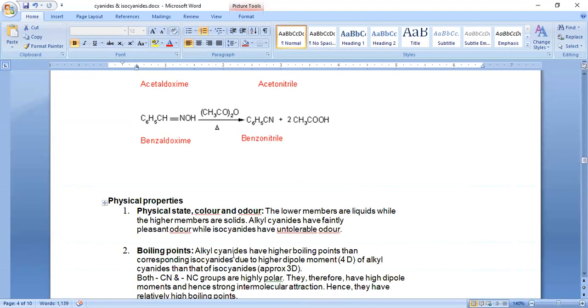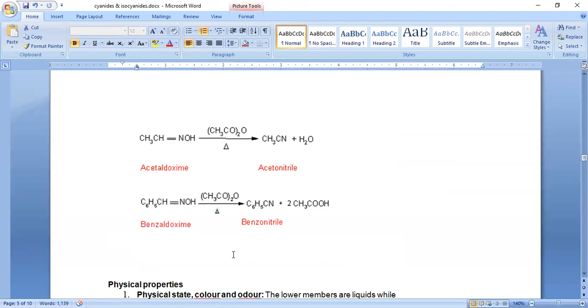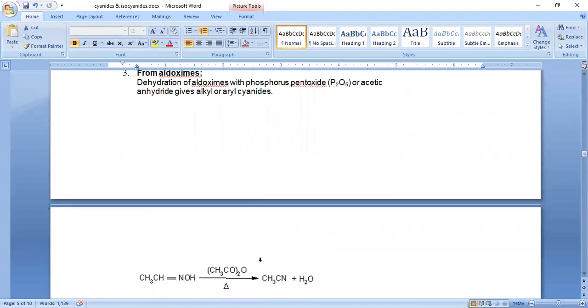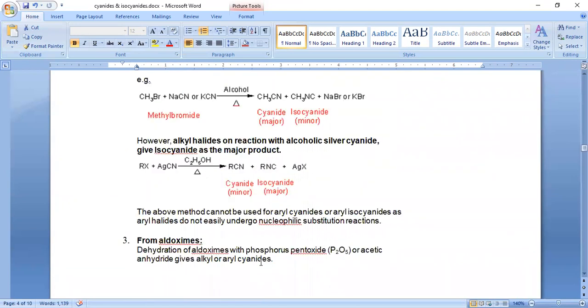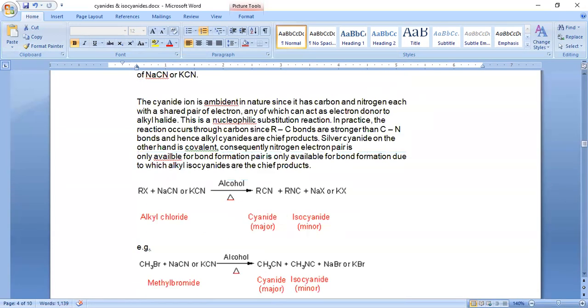And next one, okay, so I think we have only three preparations. First one is from amides, second one is from oximes, and third one is from alkyl halides. Okay, so this is the preparation of cyanides.